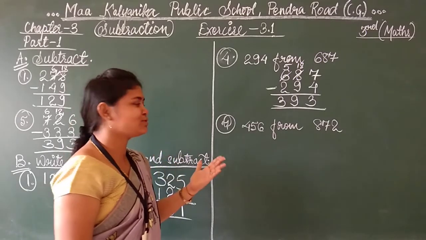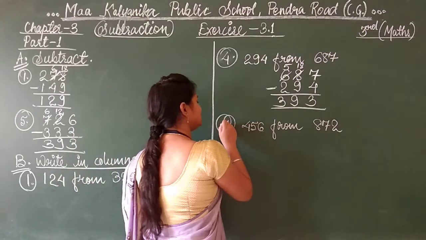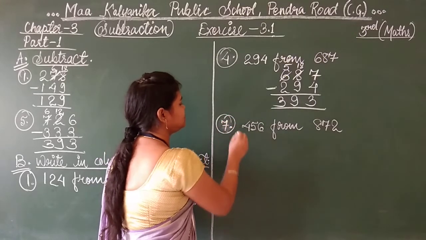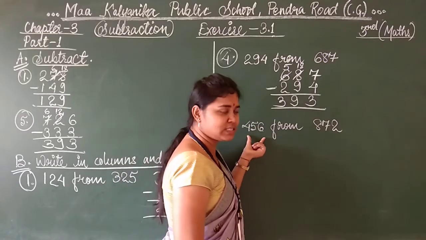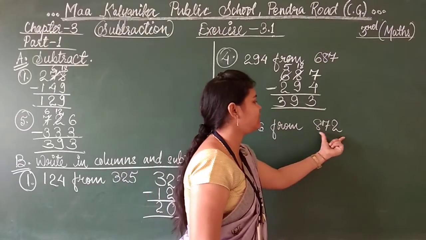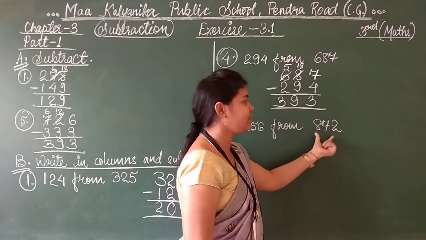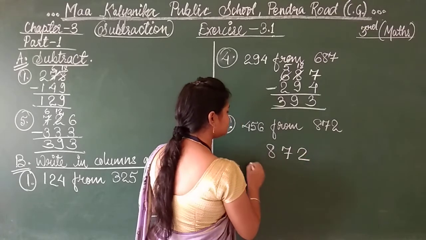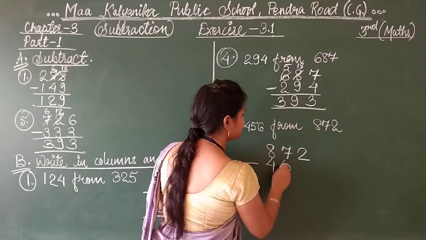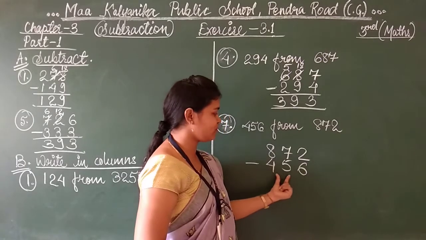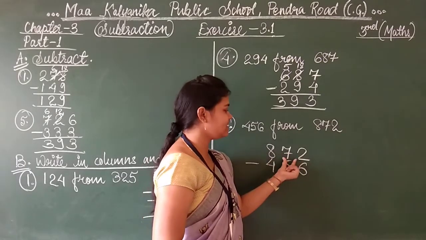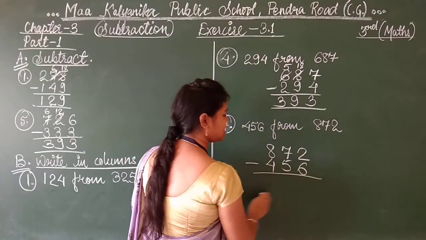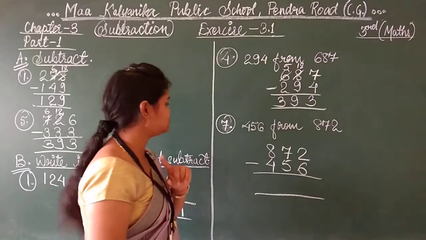One more I am solving for you in this video. See here, question number 7 of question B. 456 you have to subtract from 872. From 872, what you have to subtract? Subtract 456 from 872. Okay. So now 2 minus 6. Can it be done? No.